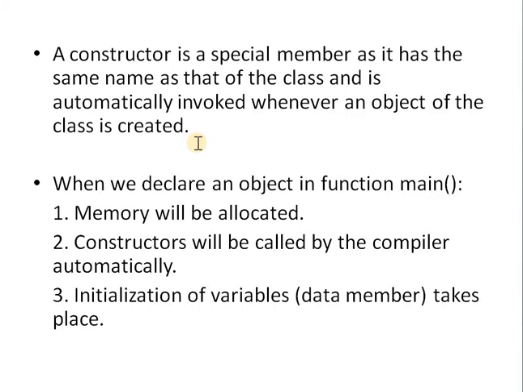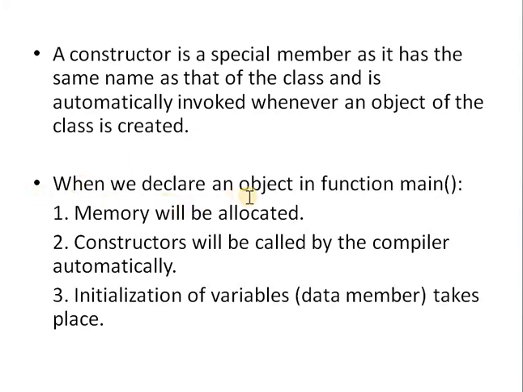In short, a constructor is a member function of a class which initializes objects of a class. In C++, a constructor is automatically called when an object, meaning an instance of any class, is created, and it is a special member function of a class. Why? Because it has the same name as the class name and it is automatically invoked whenever the object of a class is created.